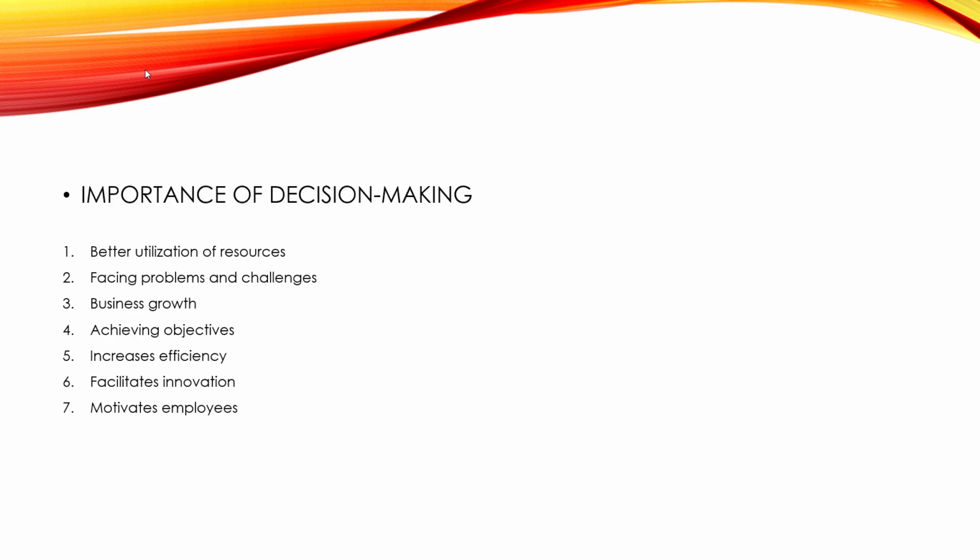So it's a continuous process. Now we can study the importance of decision making. First one, better utilization of resources. Decision making helps to utilize the available resources, namely the 6 M's: men, money, materials, machines, methods, and markets. The manager has to take correct decisions for all the 6 M's, which will result in better utilization of these resources.